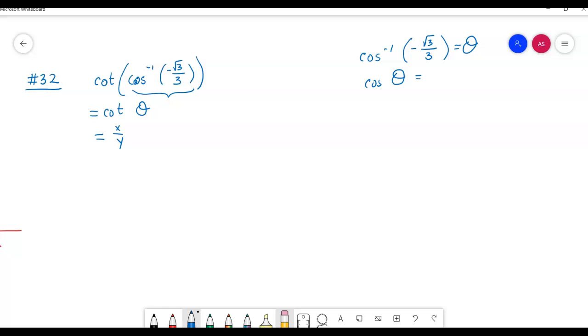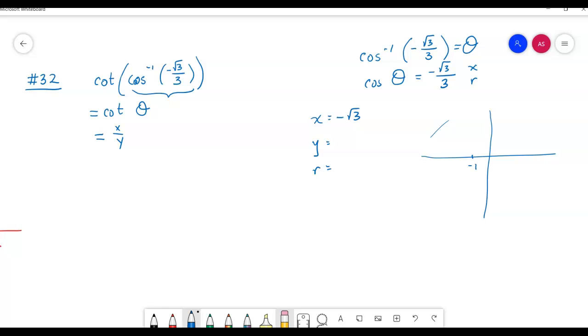Cosine of some angle equals negative root 3 over 3. So I was intentional. Cosine inverse lives in the first or second quadrant. Because the input is negative, that tells me that the x value, cosine by definition is x over r. X is negative root 3. That means I'm moving to the left, so I have to be in the second quadrant.